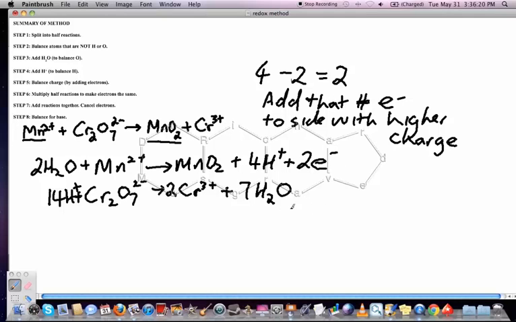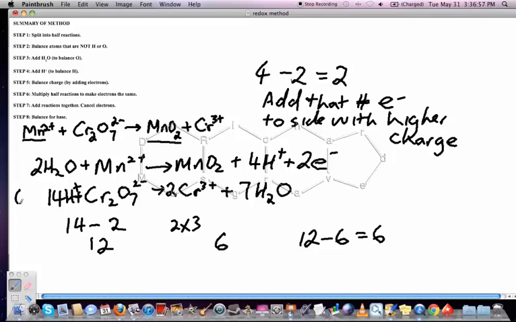Now, in the other case, we've got a total of 14. That's 14 H pluses. That's going to be 14, minus 2, which is 12. So we've got a total of 12 on this side. Now here we've got 2 times 3, so that's going to be 6. So the difference is going to be 12 minus 6, which equals 6. So now I know I'm going to have to add 6 electrons to the side that has the higher charge. So I've got 12 on this side, 6 on this side. This side is higher, so I'll put the 6 electrons over here.